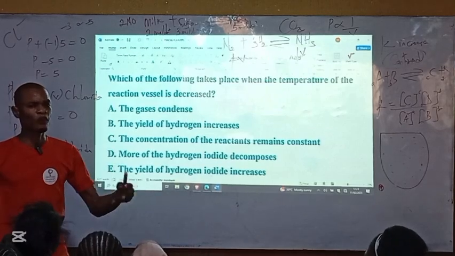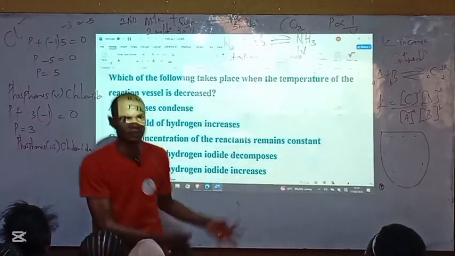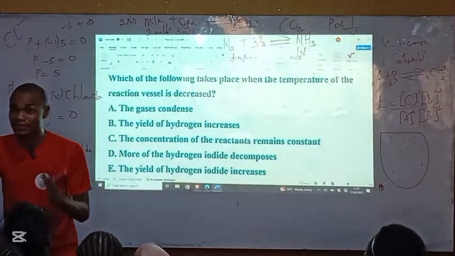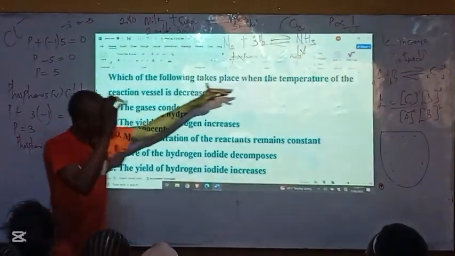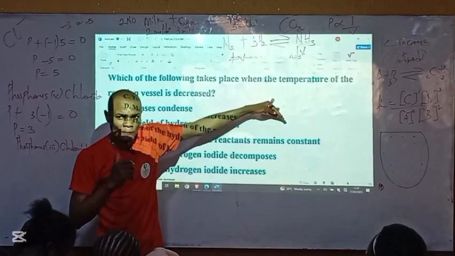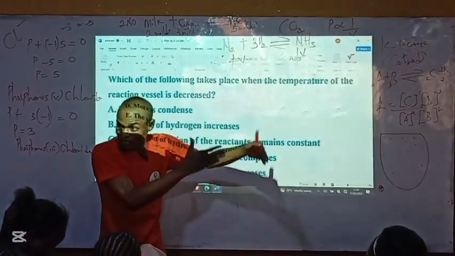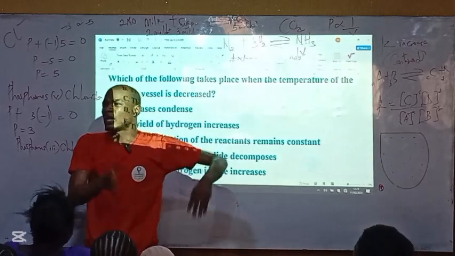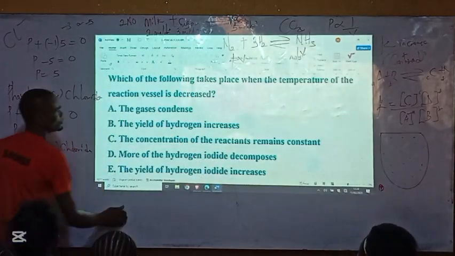When you say something favors the forward reaction, it means more product is formed. If something favors the backward reaction, more reactant is formed. That's the meaning. Now, for an exothermic reaction, when you decrease temperature, it will favor the forward reaction, which means more product will be formed. More hydrogen iodide gas will be formed.